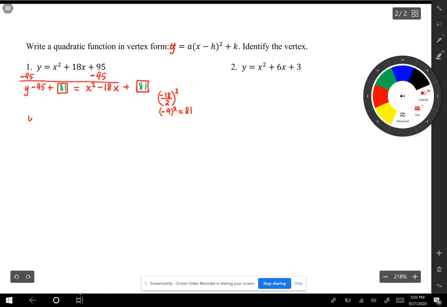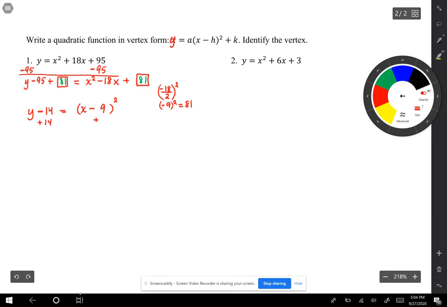Simplify the left. So y minus, let's see, negative 95 plus 81 is negative 14. And we're going to factor the right side. Variable, minus sign since b is negative. And the square root of 81 is 9. Pretty easy. And then all we have to do is move the negative 14 to the other side, and then it'll be in vertex form. So add 14.